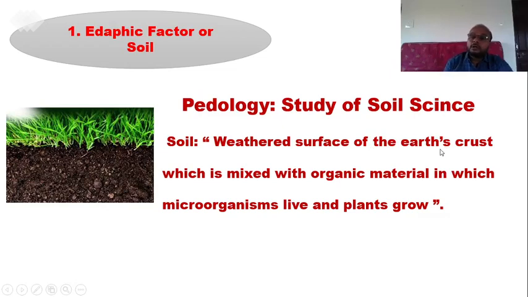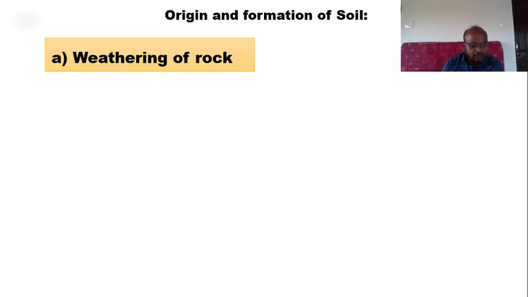That means the weathered surface of the earth's crust, which is made up of rock, is disintegrated and mixed with organic material, that is plant and animal remnants as well as microorganisms, and this is called soil. Soil is the main medium for the growth of plants as well as microorganisms and animals. This soil consists of different mineral matter, humus, soil water, as well as soil air, soil flora and fauna.